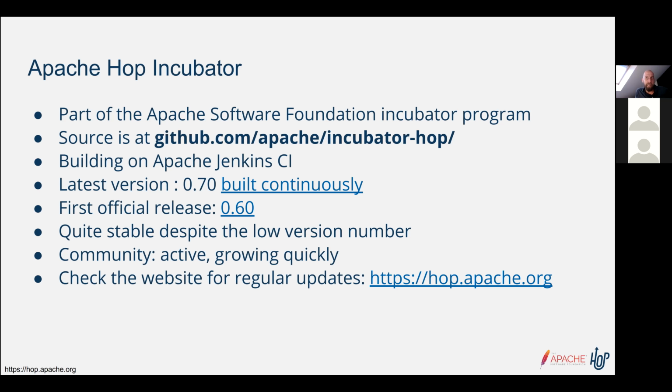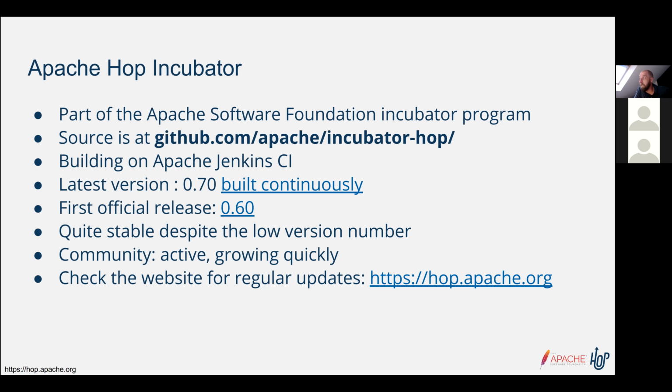And we're making a lot of progress there. More on that in a minute. Our source is available, of course, in the Apache organization, but at Incubator Hop, we have continuous builds on the Apache Jenkins server. The latest version that we're continuously building is 0.70, and we're actually working pretty hard to prepare that release at the moment.